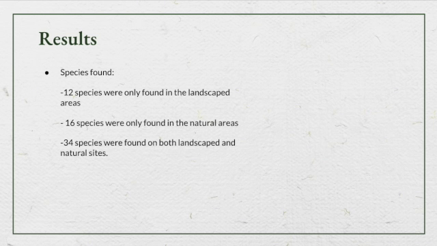A total of 145 surveys were conducted in this study, belonging to 52 morphospecies. Twelve species were only found in the landscaped areas, 16 species were only found in the natural areas, and 34 species were found on both landscaped and natural sites. From the species found on both disturbed and natural sites, we had a total of 250 individuals recorded and accounted for.